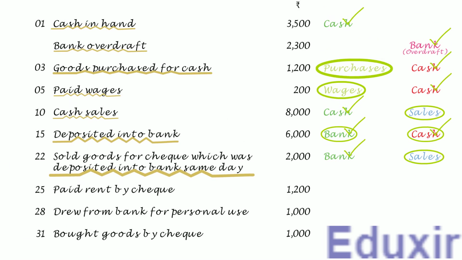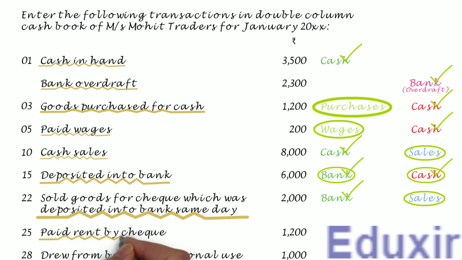In this transaction, the business has paid 1,200 rupees of rent by check. Now, rent is an expense. In other words, the business is incurring an expense named rent in this transaction. The rule to record any expense incurred is to debit the corresponding expenses account. In this case, the rent account should be debited.